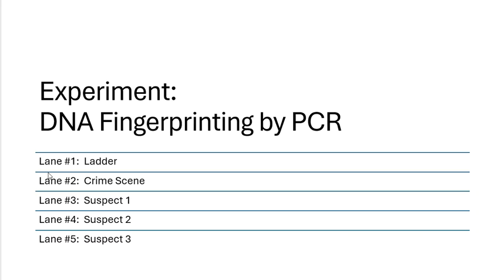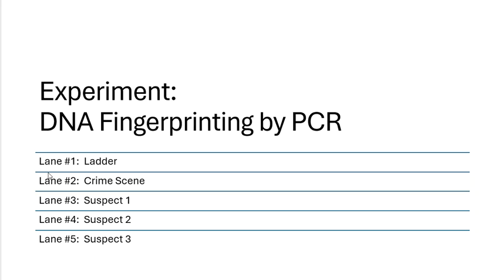Number 2 is the crime scene sample, and then 3, 4, and 5 were suspects 1, 2, and 3. So we need to figure out if either one of these suspects were at the crime scene. That does not mean that they did the crime. It just simply means that they were present at the scene.